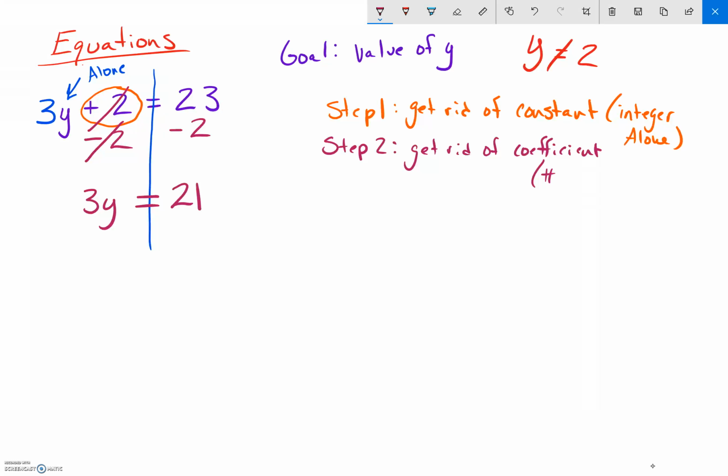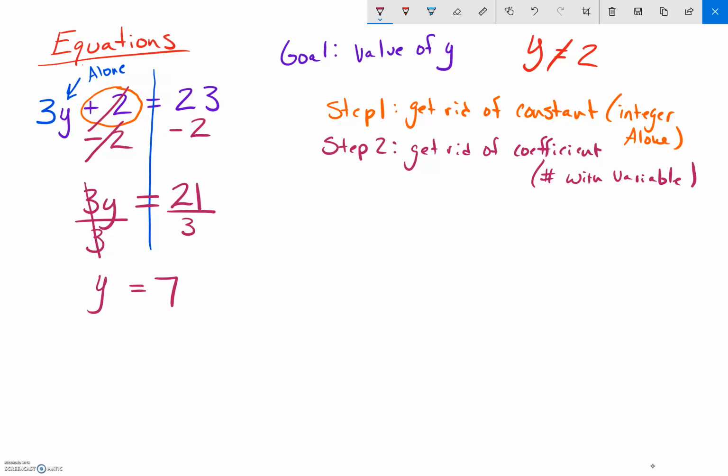Coefficient is the number with the variable, the one that's paired with the variable. So it's that 3. And we need to make sure we're reading that. It's 3 times y. So to get rid of it, you do the opposite of multiplication. You're going to divide by 3. 3 divided by 3 is 1. Cancels. You get y. Whatever you do to one side of the equation, you have to do to the other. So we have to do 21 divided by 3, and we get y equals 7.